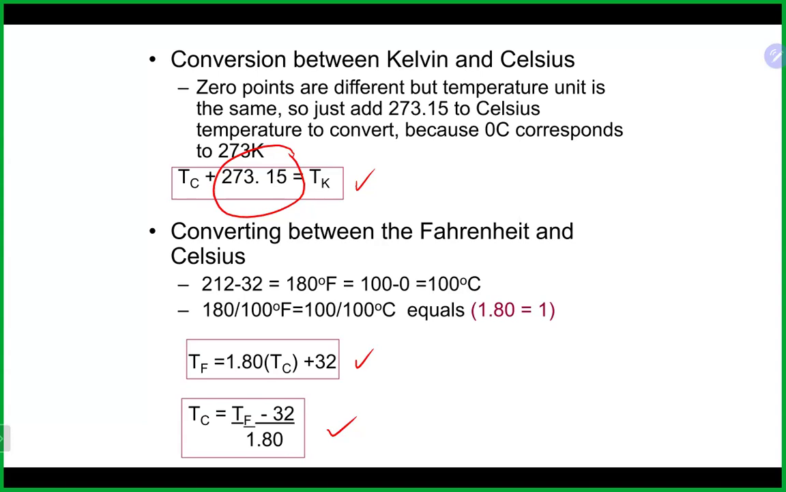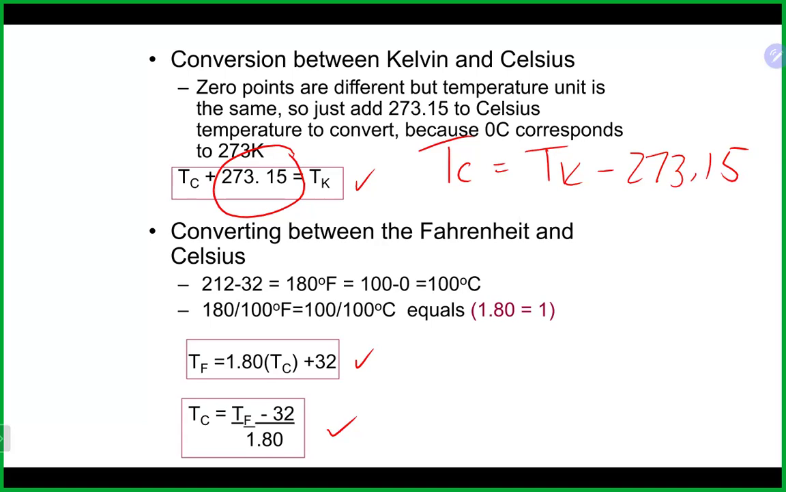Now, if you have Kelvin and you want Celsius, you're basically just going to do the opposite. If you want Celsius, you take the temperature in Kelvin and subtract 273.15. Those 2 conversions are probably the ones you're going to do most of the time. And out of those 2, like I said earlier, converting from Celsius to Kelvin is probably the one you'll do the most. So definitely commit that to memory for sure.